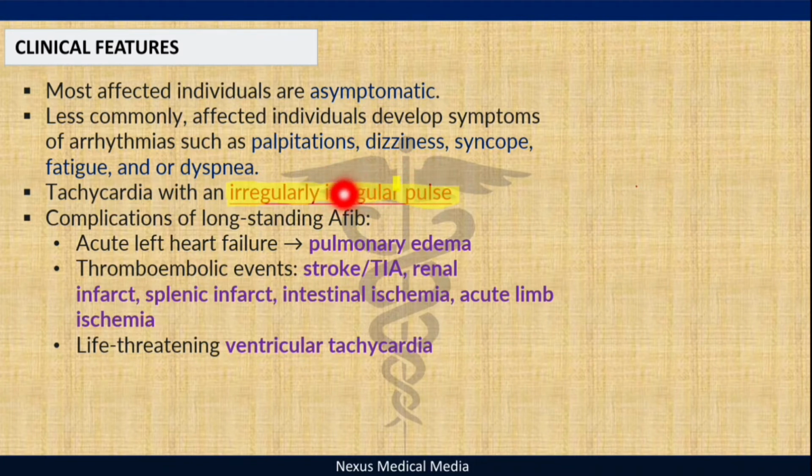AFib. Complications of long-standing atrial fibrillation. The complications include acute left heart failure leading to pulmonary edema, thromboembolic events leading to stroke, transient ischemic attacks, renal infarcts, splenic infarcts, intestinal ischemia, acute limb ischemia. And another life-threatening complication is ventricular tachycardia.